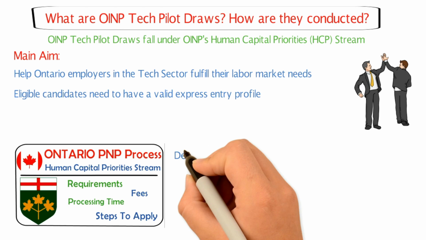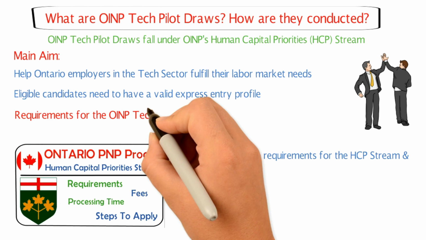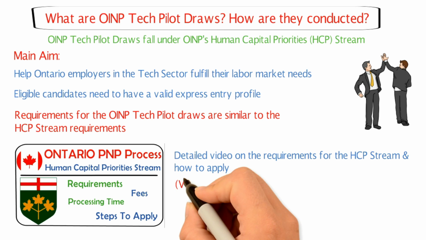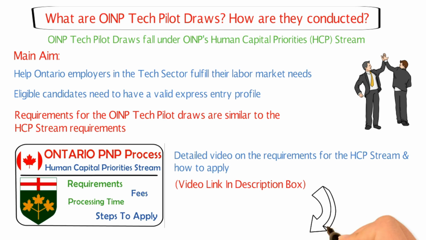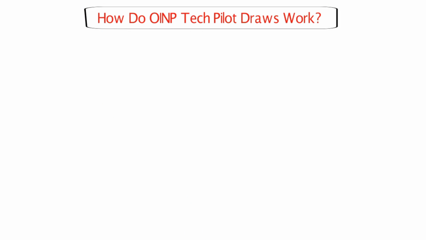I've already made a detailed video on the Ontario Human Capital Priority stream in which I've listed all the requirements and steps to apply. You'll find that the requirements for the OINP tech draws are similar to the HCP stream requirements, as these tech draws fall under the HCP stream. I'll add a link to this process video in the description so you'll get a better idea about the HCP stream through it. Now let me tell you how these OINP Tech Pilot draws actually work.